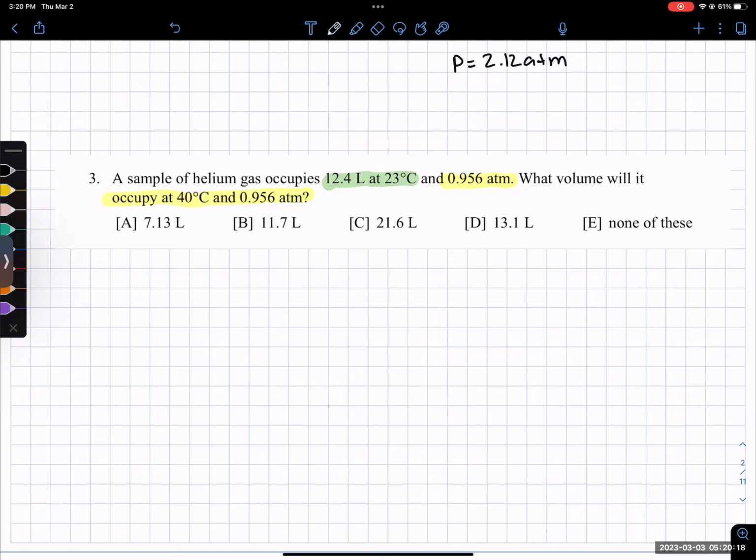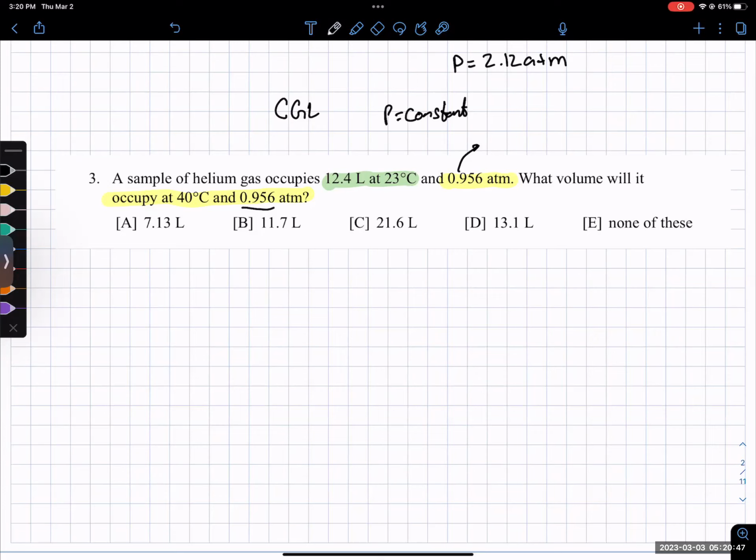Let's see, combined gas law. But notice this number, it's 0.95. And what is this number? Just read it out. Atmospheres. Same. Oh yeah, they're the same. So pressure is constant, so we don't even have to use the combined gas law.